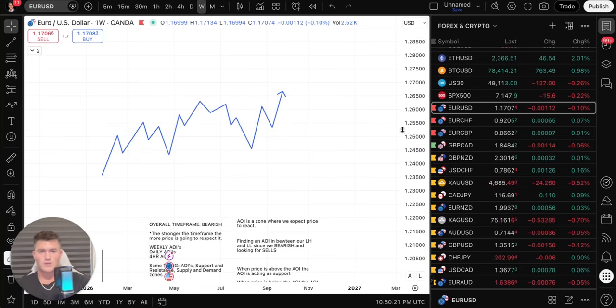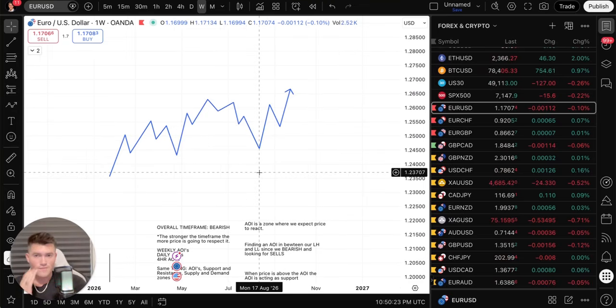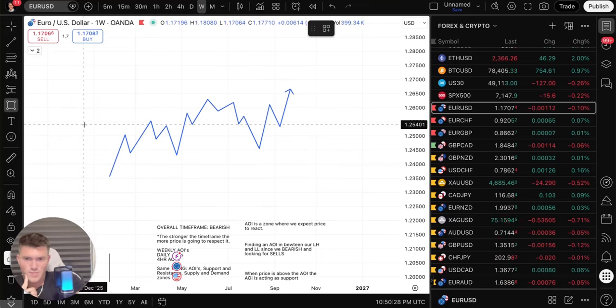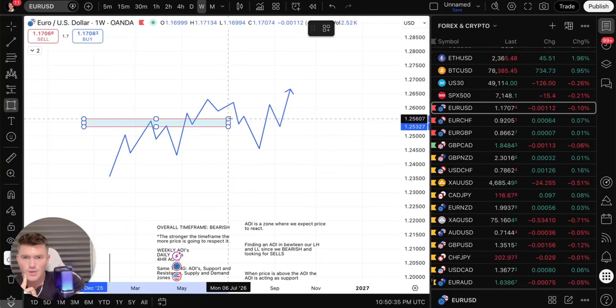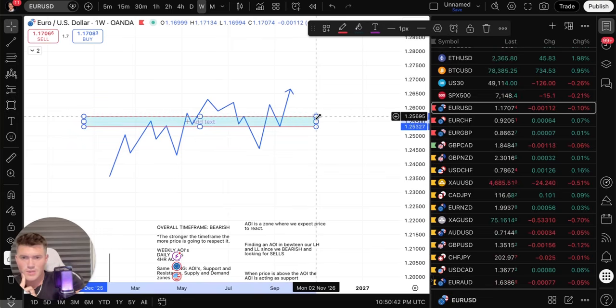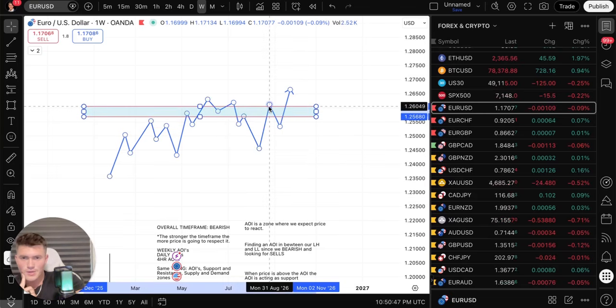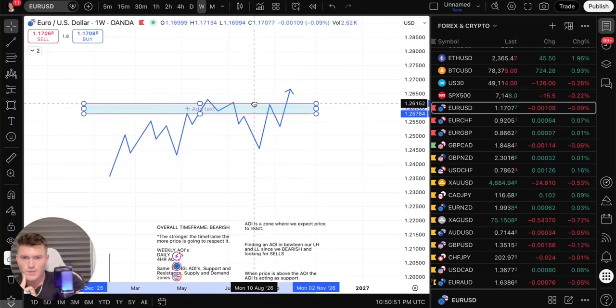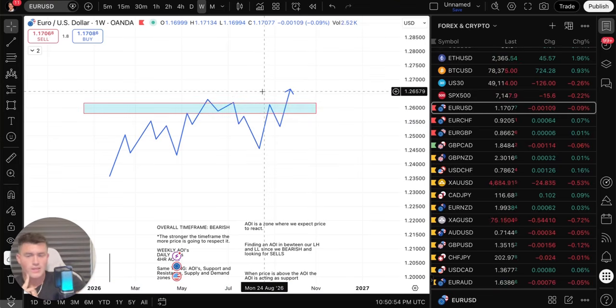Okay. So if I were looking at this, and if this were a chart, and I'm looking for 3 or more taps to a certain area, I'd be looking at something like this right here. I like this.